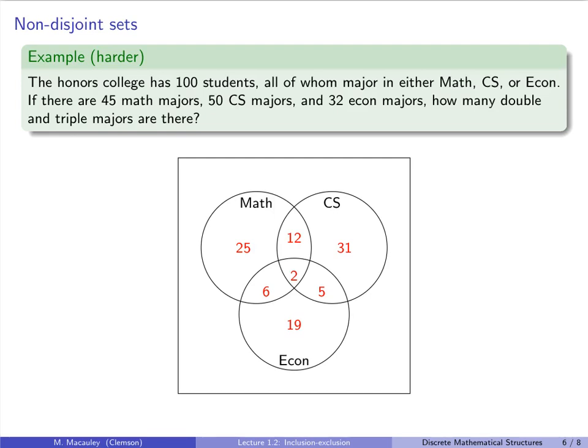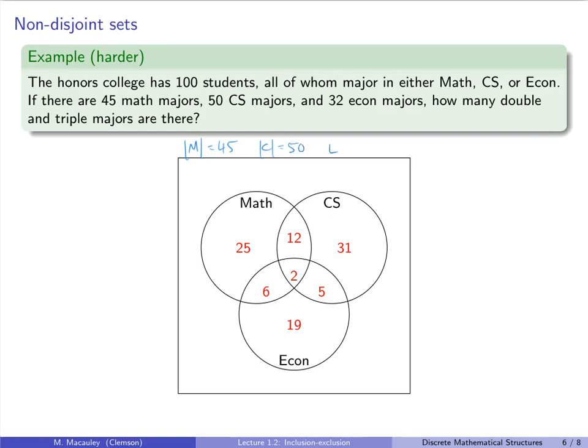Okay, so here is the answer. So we can check that this works. The number of math majors is 25 plus 12 is 37, 39, and plus 6 is 45, and that checks out. The number of CS majors is 31 plus 12, that's 43, 44, 45, 50.